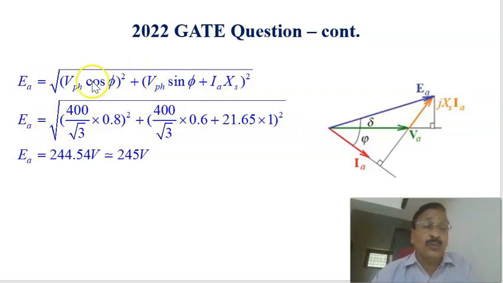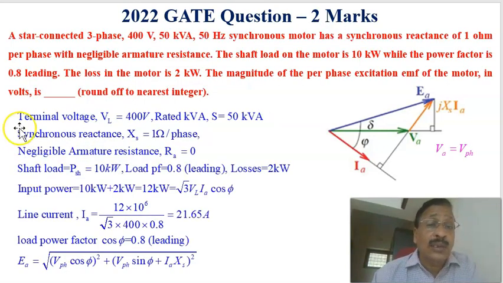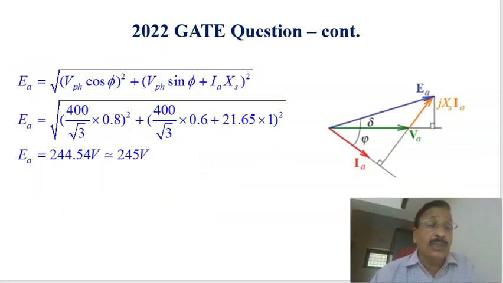Therefore, EA equals the square root of V phase, which is 400 divided by root 3, since 400 volts is the line voltage, into the power factor 0.8, whole squared, plus 400 divided by root 3 into the corresponding sin phi equal to 0.6, plus IA 21.65 into XS, which is 1 ohm per phase, whole squared. Then we get 244.54 volts, or rounding to the nearest integer, 245 volts. Therefore, that is the answer, 245 volts.